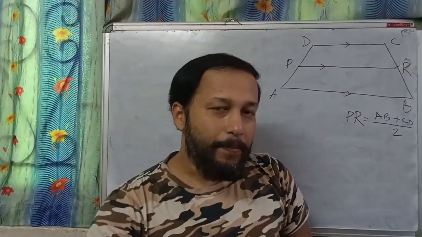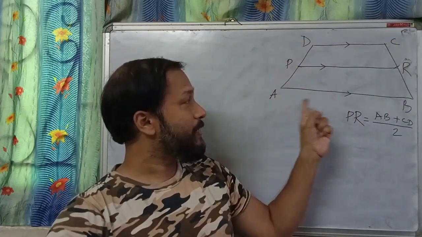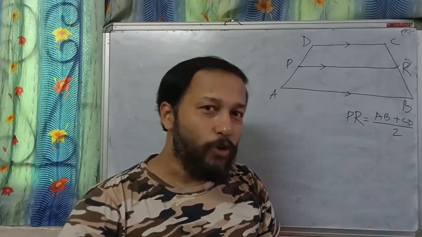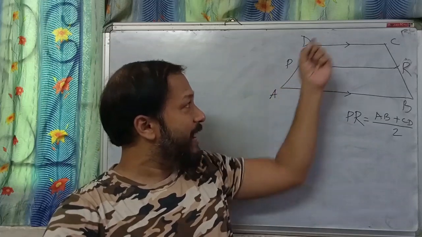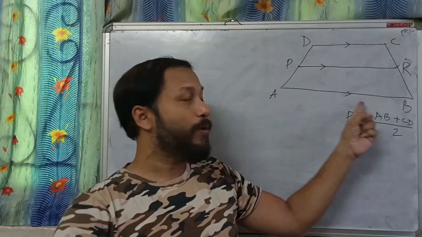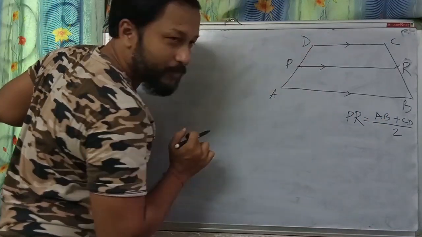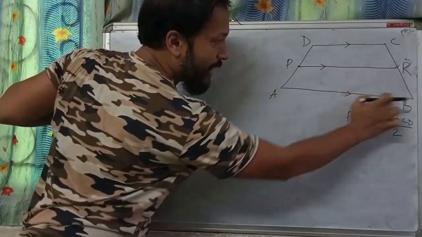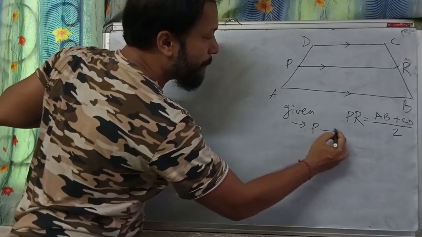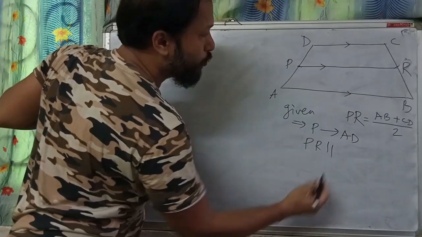Next sum. See, in this sum, it's a trapezium. ABCD is a trapezium where CD is parallel to AB, right? Now it is also given that P is the midpoint of AD and PR is parallel to AB. Understood? Let me tell you again. P is the midpoint of AD, and PR parallel to AB. That much is given. Let me write what is given here.